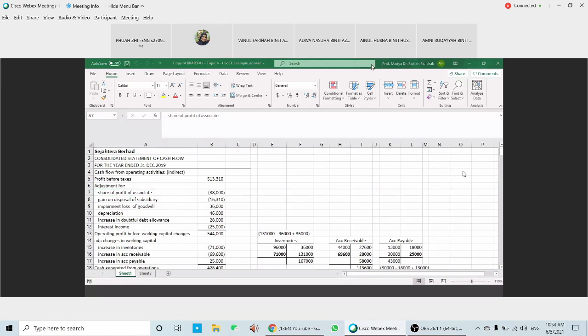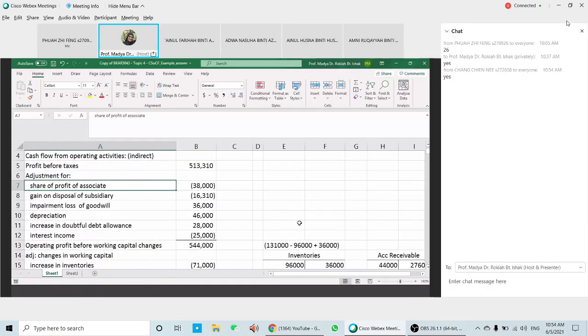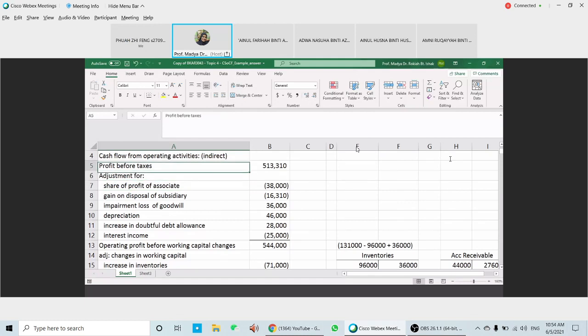Okay, so now we try to look at the formats that we have here. We start with the indirect method. Is it clear? We need to zoom this a little bit. Okay, so this is what we have. So you are using the indirect method.